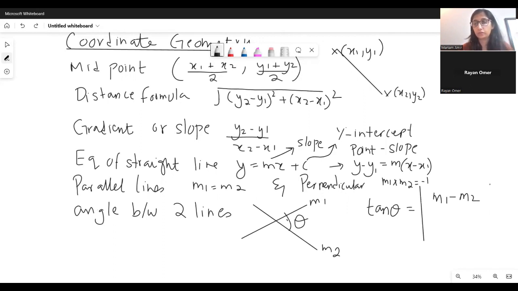Miss, we've never done this formula before. Yes, probably, because it's not discussed in O levels. It is m1 minus m2 upon 1 plus m1 times m2, and then you take the modulus of the fraction. You know what modulus is? Yes, Miss. Absolute value. If it's a negative value, you just ignore the negative sign and take the positive one.